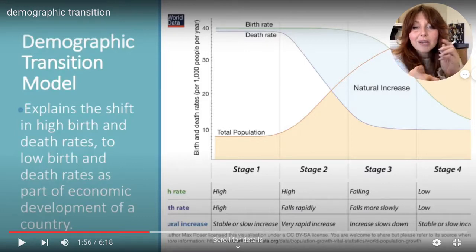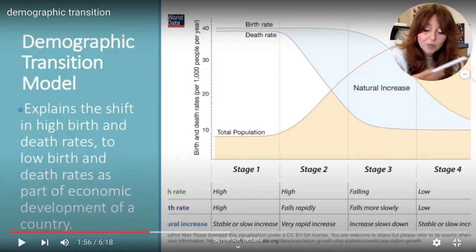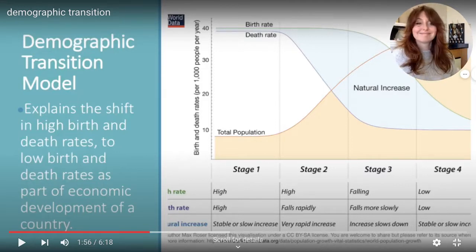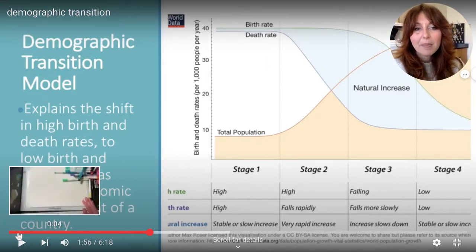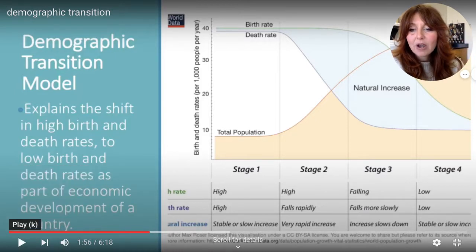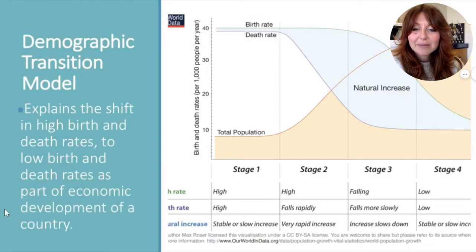Okay, so at any point, if you need to pause, by all means, go for it. I'm recording this in one take because why not? So you may need to pause so that you can get yourself set up. But we are going to be doing the demographic transition. So let's get right into it.